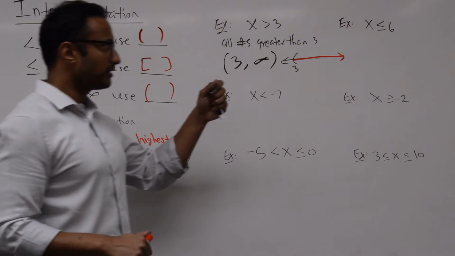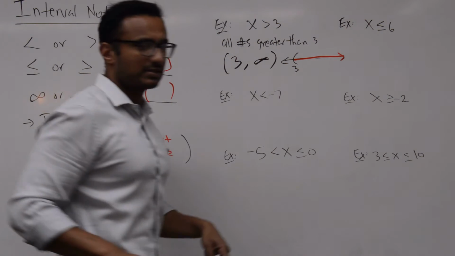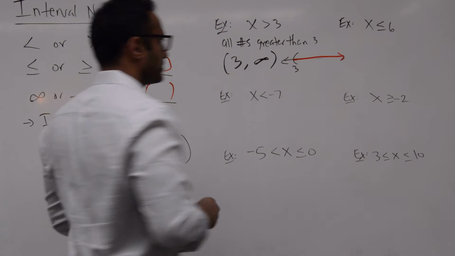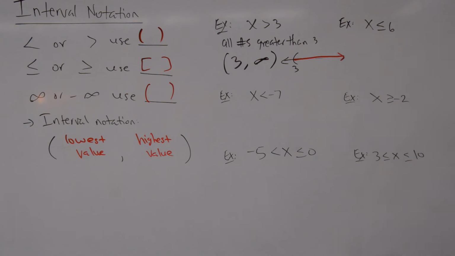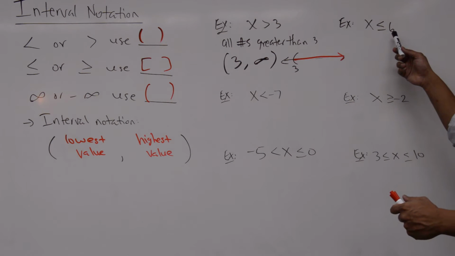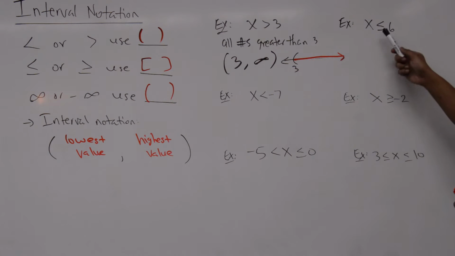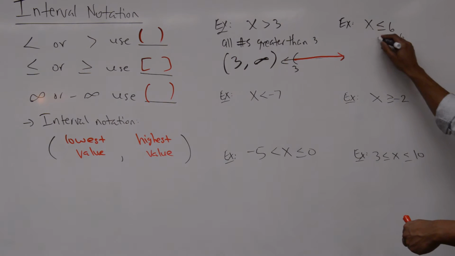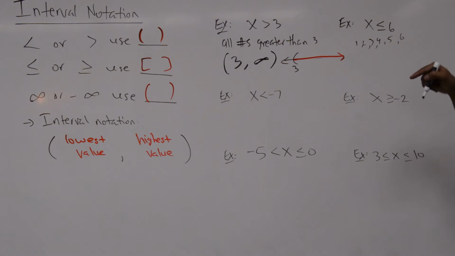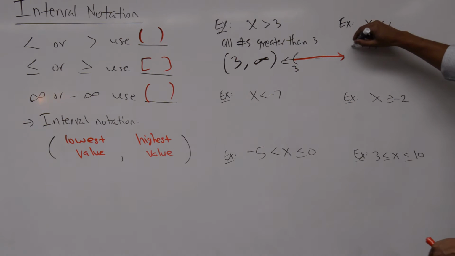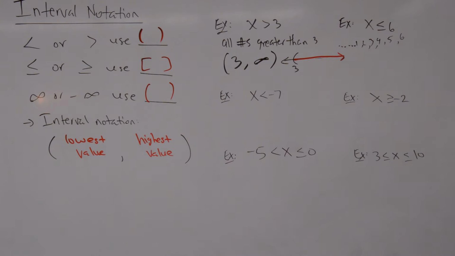Let's look at the next one. X less than or equal to 6. Okay, so let's think about this. You want all the numbers that are less than or equal to 6. So can the value be 6? Yes, because the equal to sign is there. So you want any number that's less than or equal to 6. So what does that look like? So we could use 6, 5, 4, 3, 2, 1, as long as the number is less than or equal to 6. And they keep getting smaller and smaller and smaller.